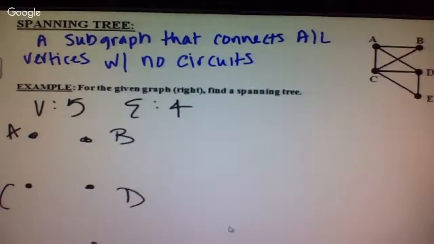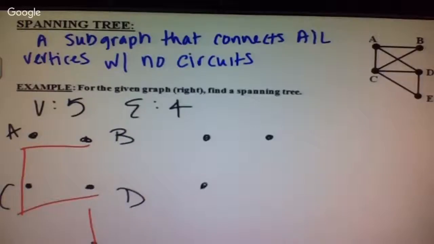So I have all 5 dots. I need to connect these dots using 4 edges from the original graph. A to C, A to B, C to D, D to E. Bam. There's a spanning tree. It's a really ugly looking spanning tree.